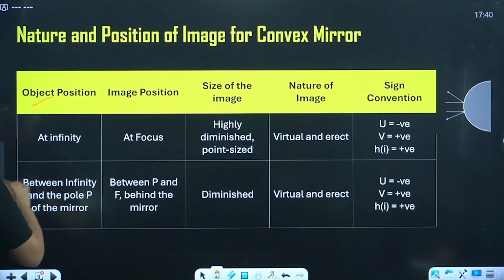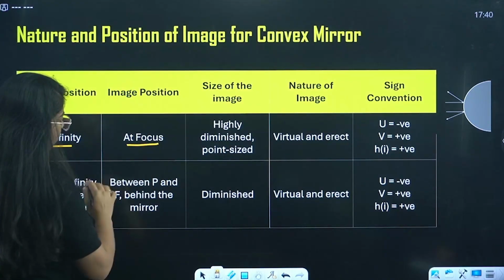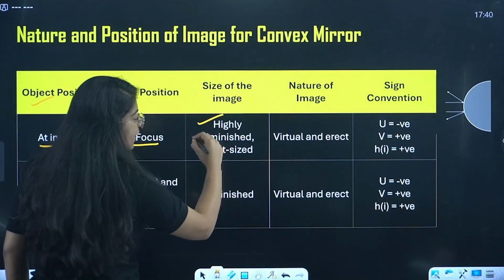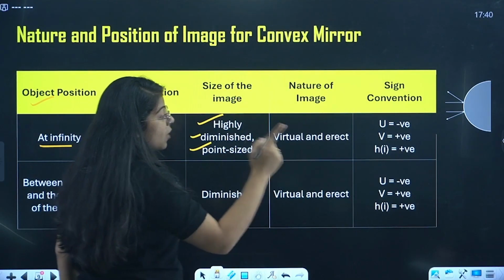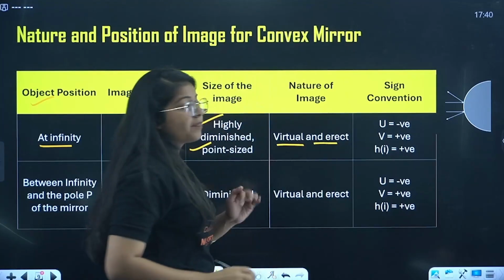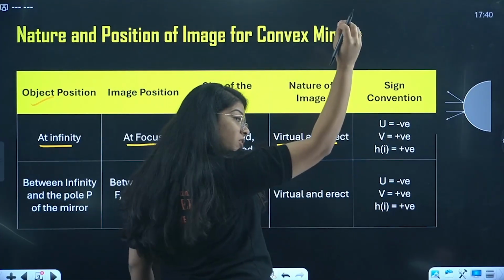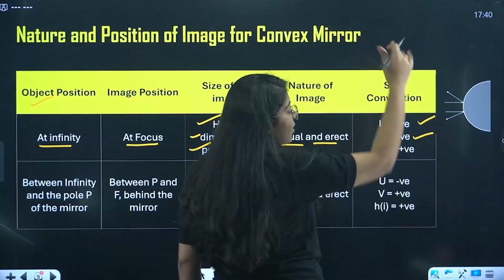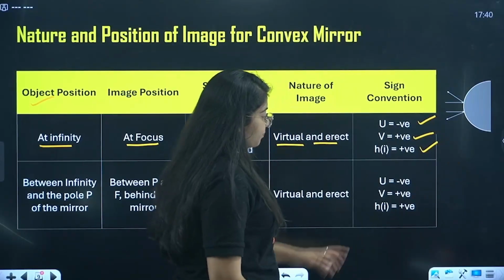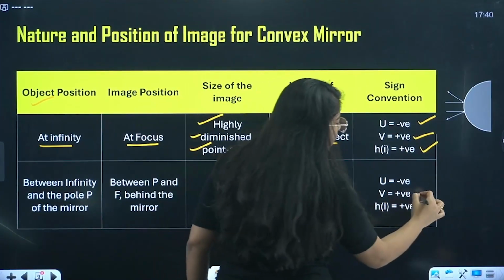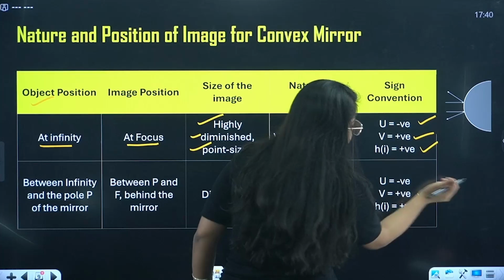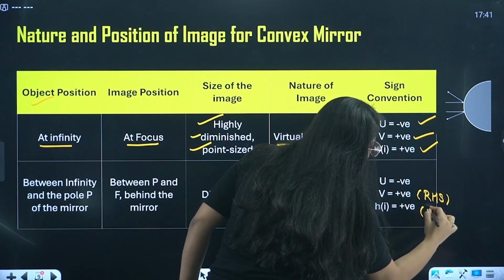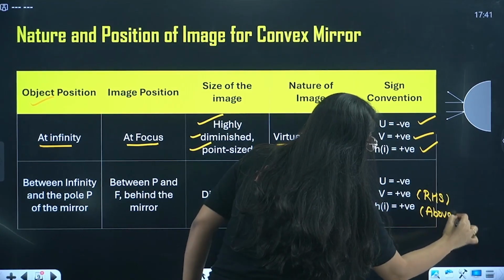See, object is at infinity, image is at focus, that is on the right hand side. So highly diminished, that we know, point sized, virtual and erect. If the image is on right hand side, it should be positive. Image is positive. U is always negative. Height of image above the principal axis, positive. In the second case also, V is right hand side positive. I'll write it here. V is right hand side positive. Height above the principal axis, that is positive.